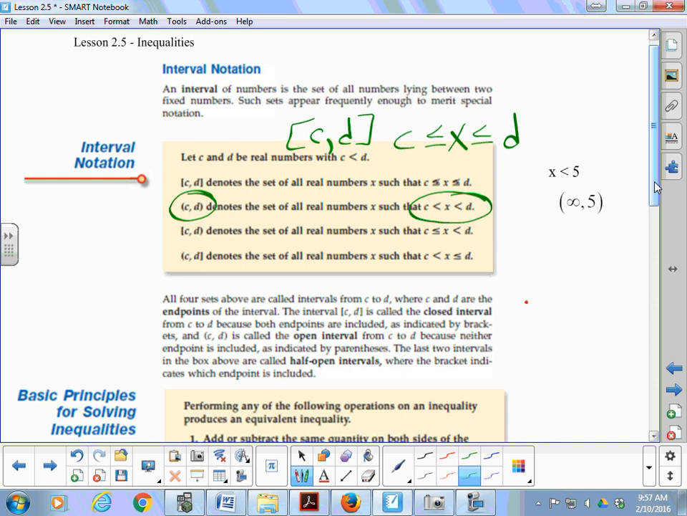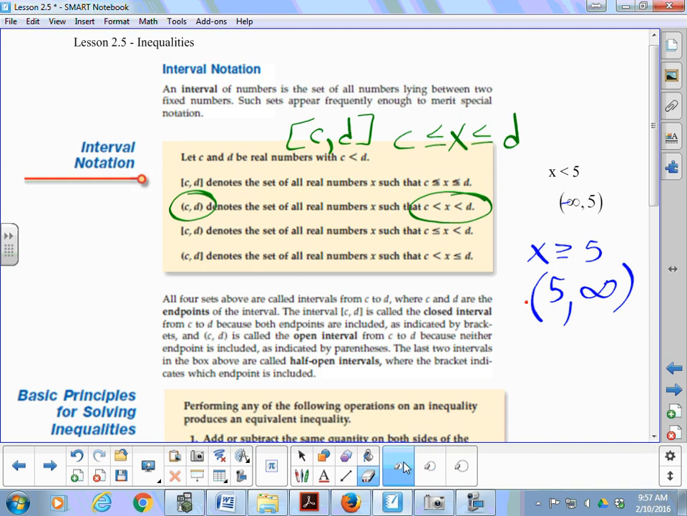If I had x is greater than or equal to 5, then I would say my smallest number is 5, but it includes it, so I use a bracket. The largest number is positive infinity, which is not an exact value, so I use a parenthesis. All right, interval notation.